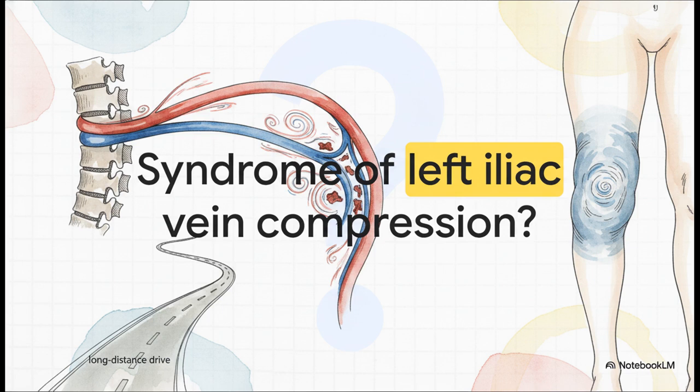May-Thurner syndrome. This is a specific anatomic variant where the left common iliac vein is literally sandwiched between the right common iliac artery and the spine. The continuous beating of that artery against the vein causes webs and scarring inside, creating local stasis and a super high incidence of left-sided clots.